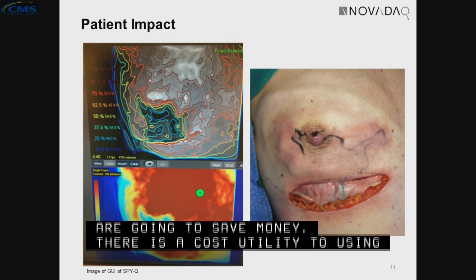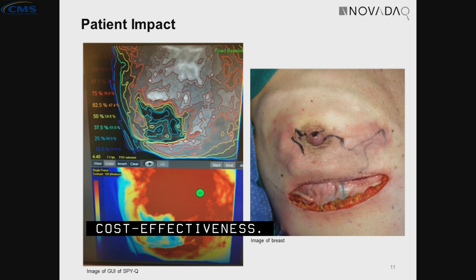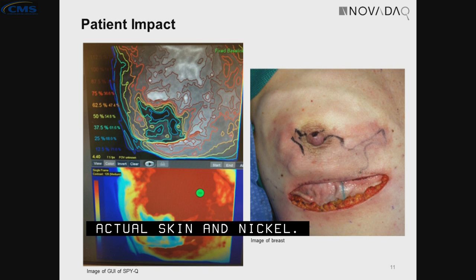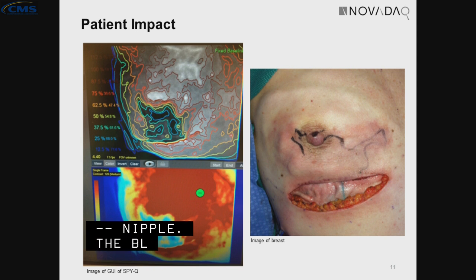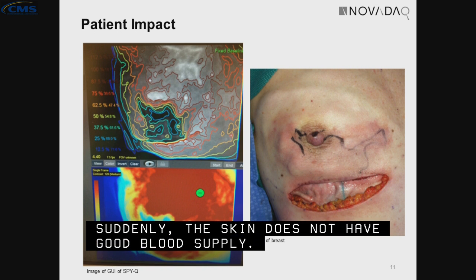It's very common nowadays for women who are having a mastectomy, so removal of the breast for cancer, to save the actual skin and the nipple. There's no breast tissue in the skin itself. It adds to better cosmesis. The problem is the blood supply of the skin comes from the breast. By doing the mastectomy, suddenly the skin doesn't have good blood supply, and our clinical judgment is just not very good. We can look at skin, it looks fine, but the incidence of actual nipple and skin loss is as high as 40% in studies.